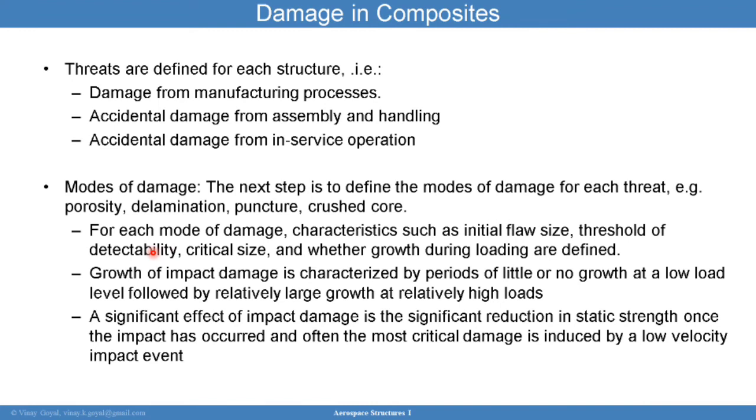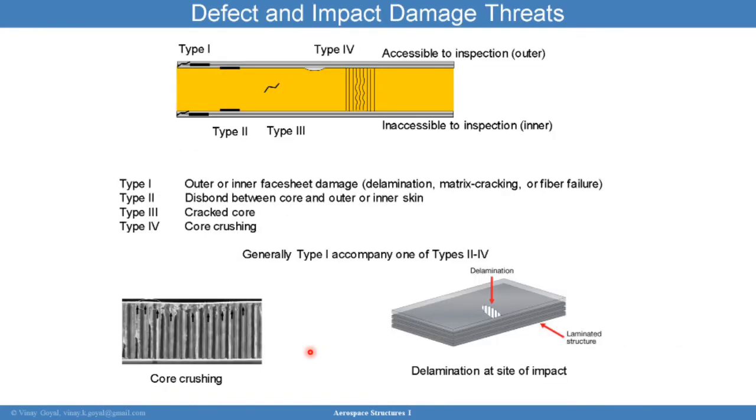A significant effect of impact damage is a significant reduction in static strength once the impact has occurred, and often the most critical damage is induced by a low velocity impact event. As that's not visually seen, it causes delamination, and that reduces the bending stiffness.